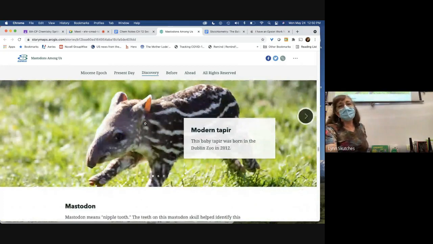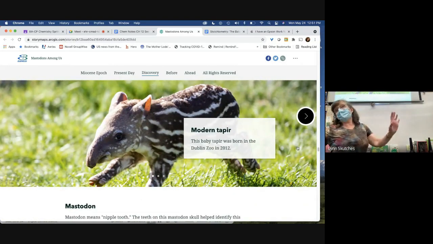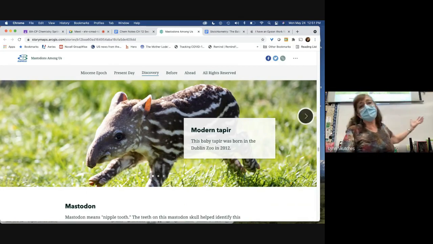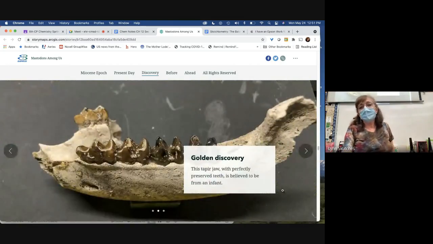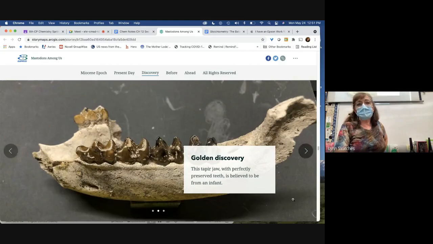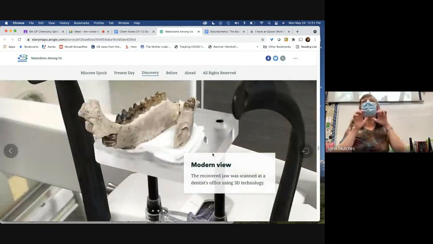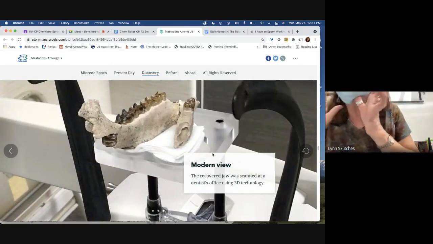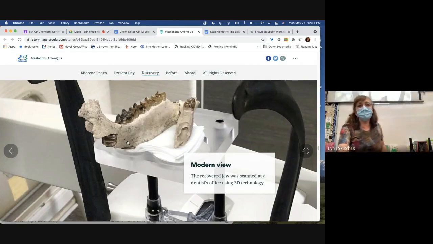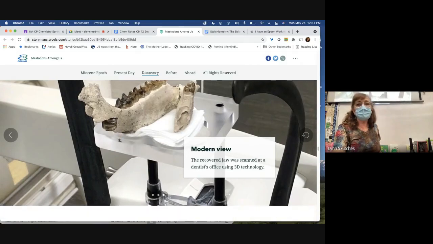These guys are so cute. Oh my gosh. Tapirs. This is a baby tapir in Dublin, but there was the other thing about the Miocene, all the animals are like ginormous. Okay. And so here is a baby tapir's jawbone from the Miocene. And you go, what? How do they know that? Yeah, DNA, baby. And you guys, some of you anyway, have probably been in the dentist and had a 3D scan of your jaw. They took the baby tapir jaw and put it in there and scanned it. It's kind of cute at a dentist's office.